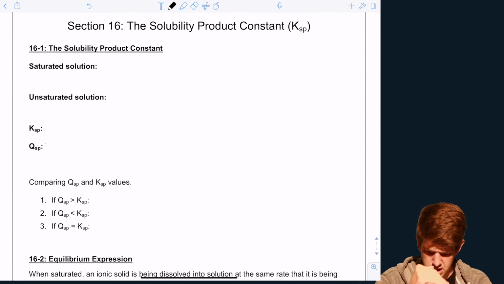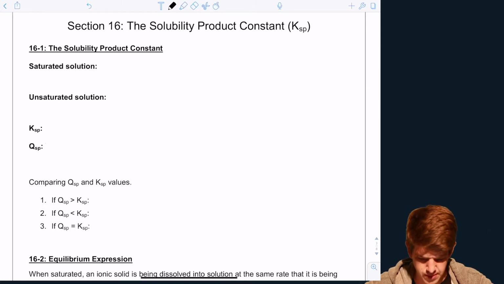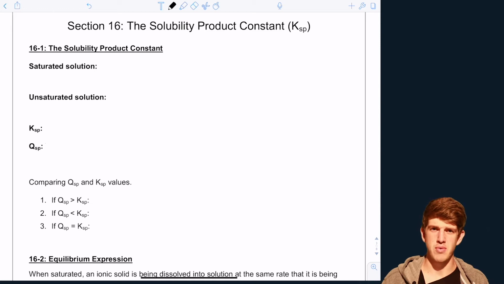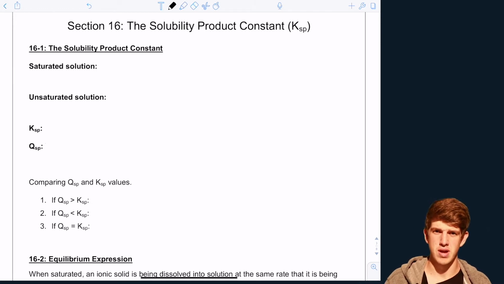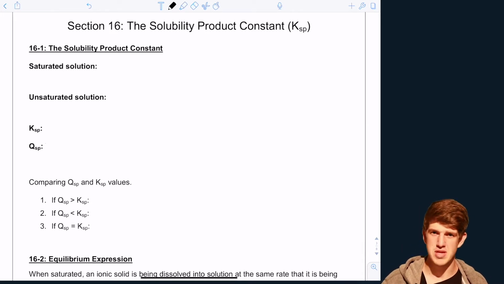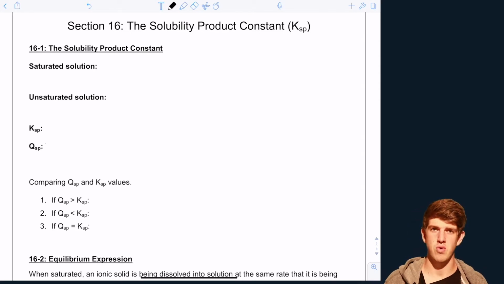So, the solubility product constant. We all actually have some kind of background knowledge when it comes to solubility. You've all probably at some point in your life taken some sodium chloride, put it into water, and watched it dissolve. And after it dissolves, you add more, that dissolves, you add some more, you have to stir it a little bit, it dissolves. But at some point, there is no more salt that you can dissolve into the solution.